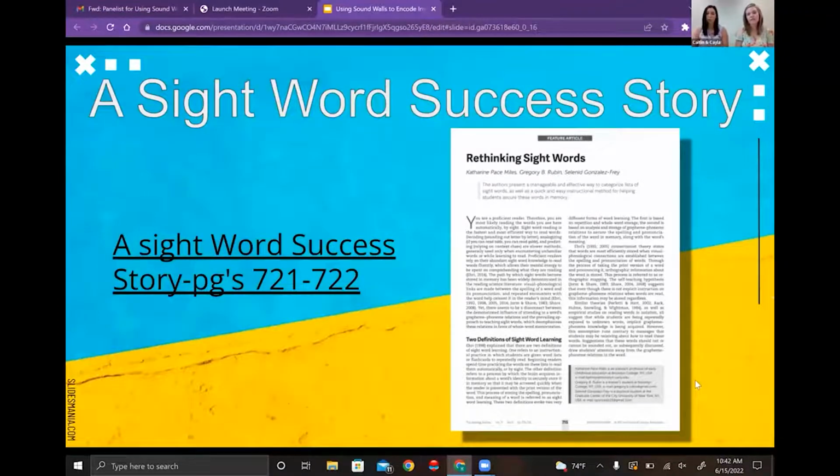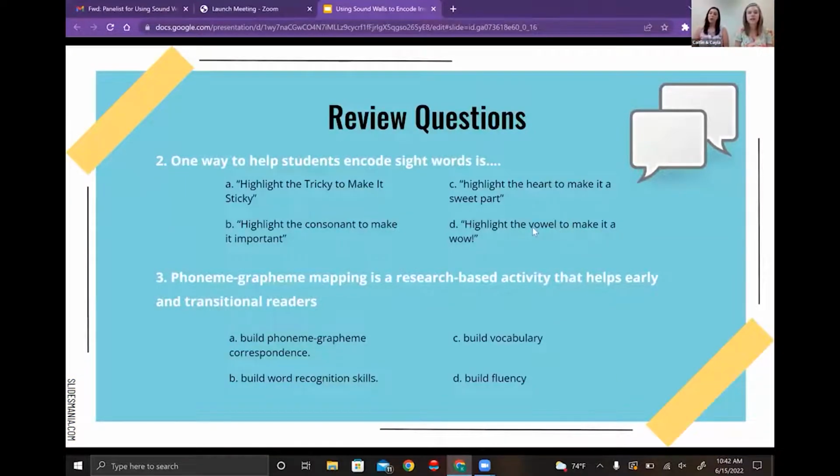So next, we're just going to do a quick review. Question number 2 just says, what is one way to help students encode sight words? Is it highlight the tricky to make it sticky? Highlight the consonant to make it important? Highlight the heart to make it the sweet part? Or highlight the vowel to make it a wow? And you can put your answer in the chat.